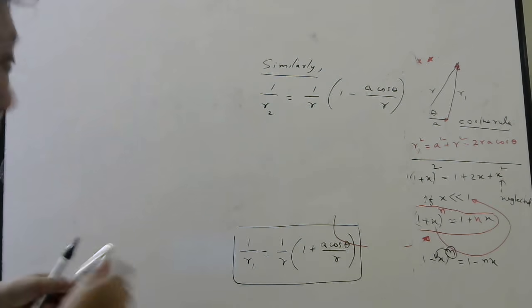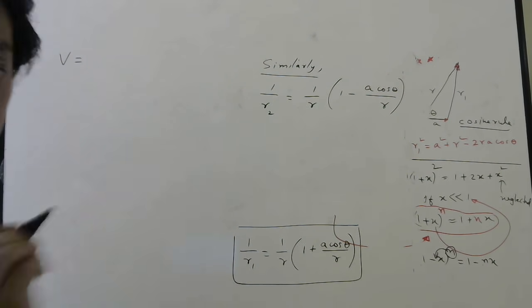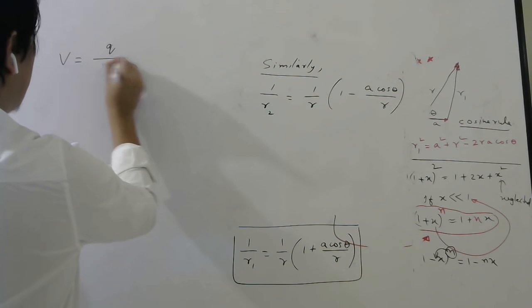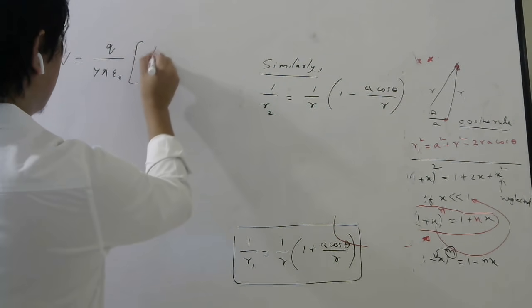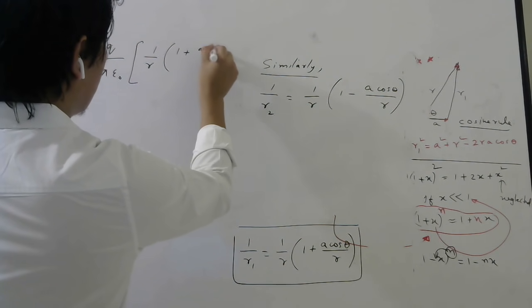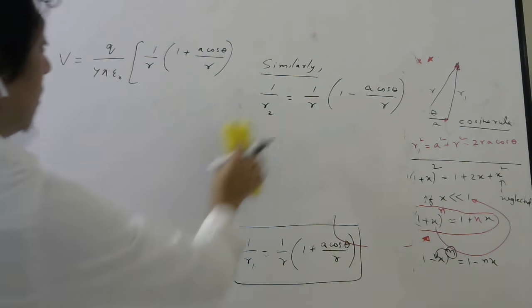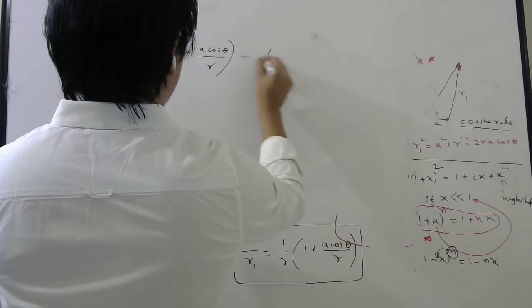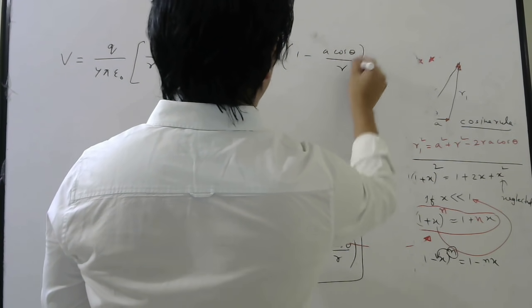Okay students, so let us now write finally the potential due to dipole at a point P. What is the formula? It was source charge is Q by 4 pi epsilon naught. 1 by R1 is this: 1 by R, bracket 1 plus A cos theta by R. Then there is minus 1 by R, 1 minus A cos theta by R.